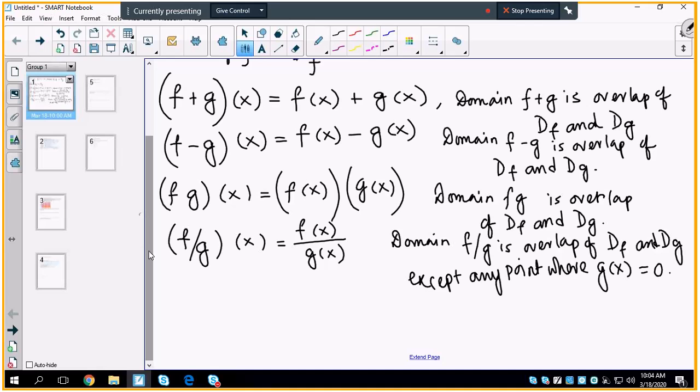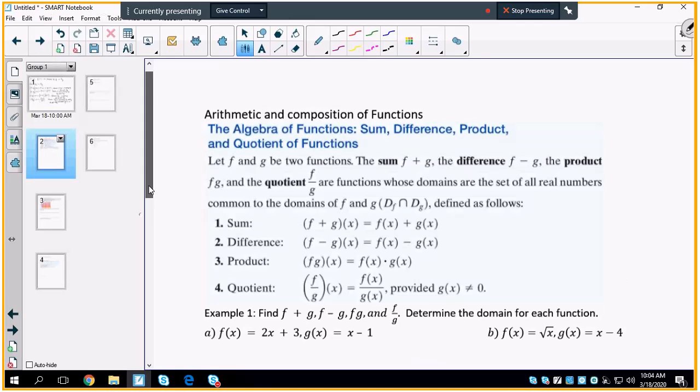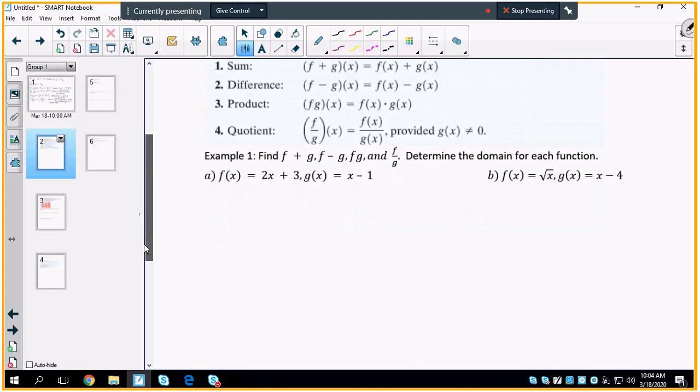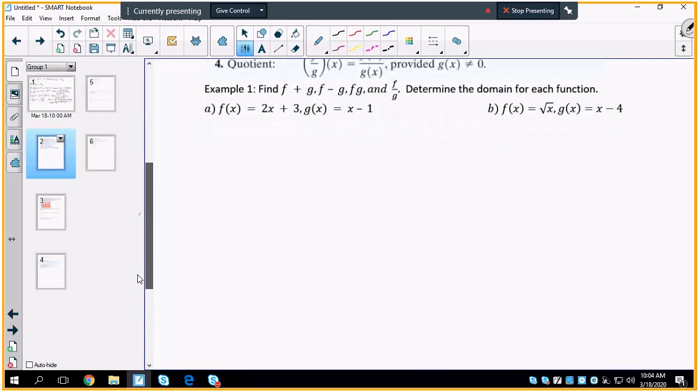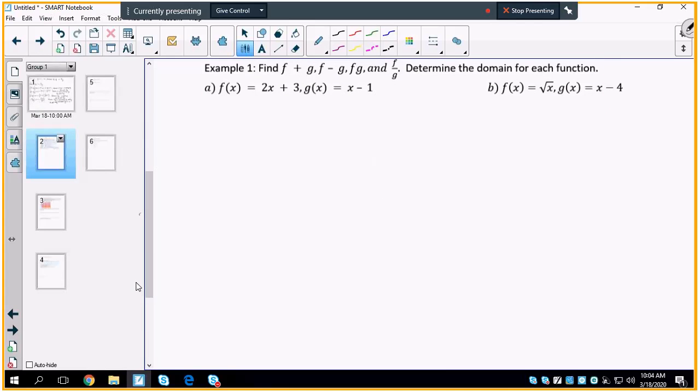So we will start working on some of these problems, and then we will start talking about the other way of combining functions. These are just basic definitions that we have talked about, and now we are going to directly go and start working with our example 1. As you can see, it is asking you to find f plus g, f minus g, f times g, and f over g, and then asking you to find the domain of each of these combinations of functions.